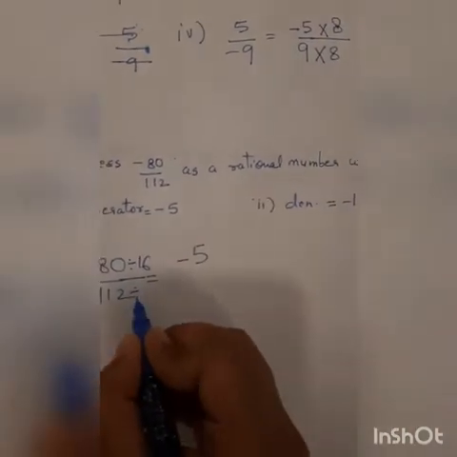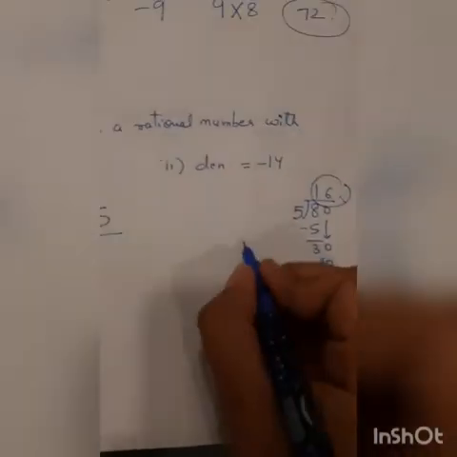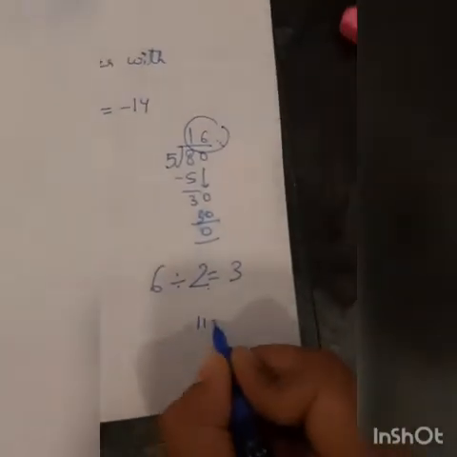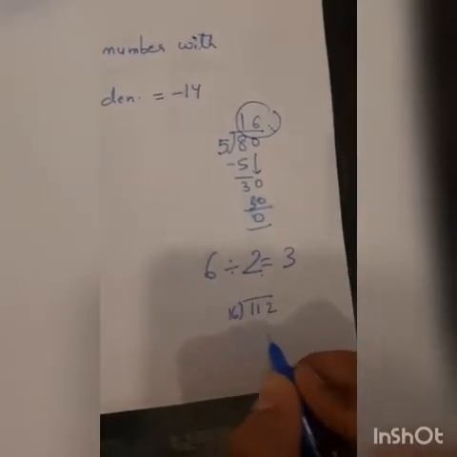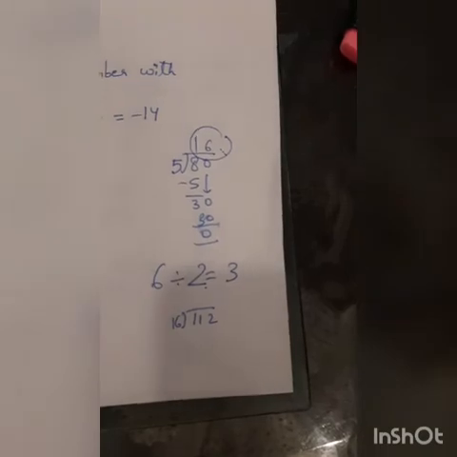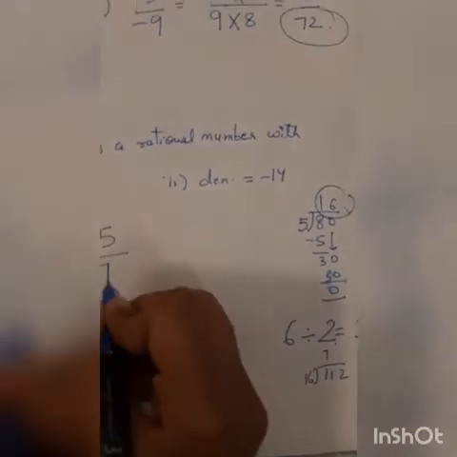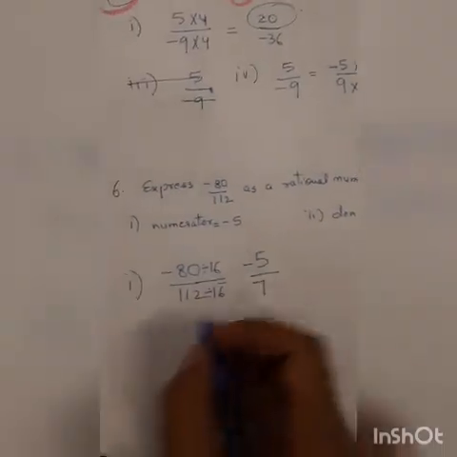Likewise students, अगर मैं 112 को भी 16 से डिवाइड कर दूँ, what will be my answer be? So I have to find out by dividing. Let me divide 112 with 16. I think it will go with 7. It will go with 7. So I will get a 7 here. Okay. So minus 5 by 7 is my answer.